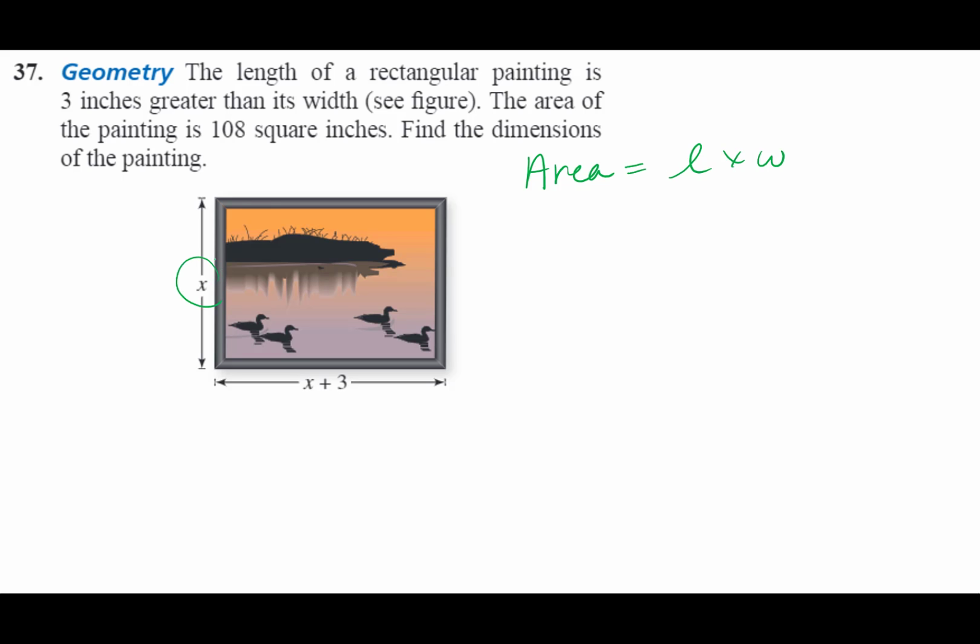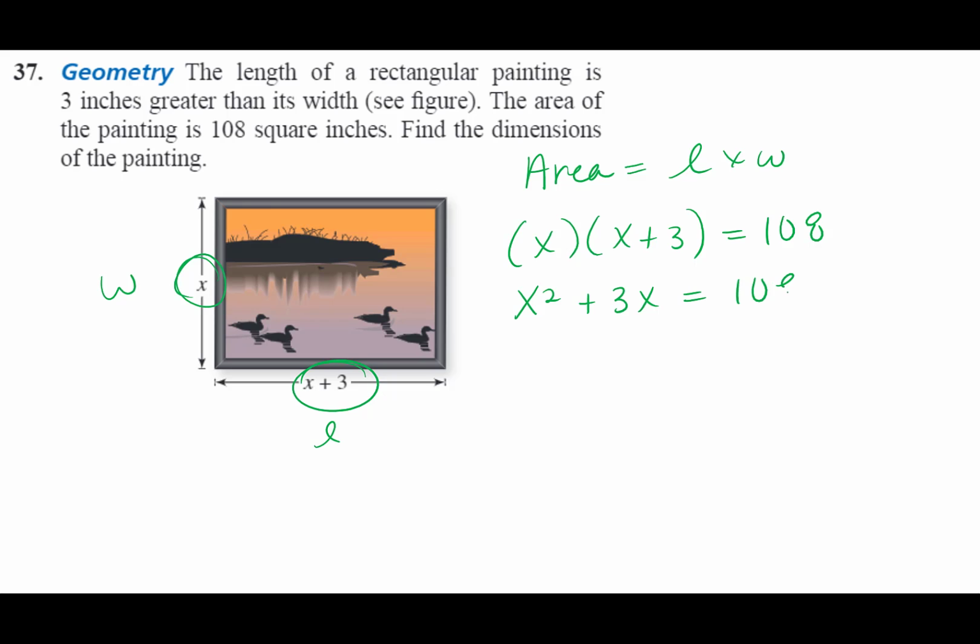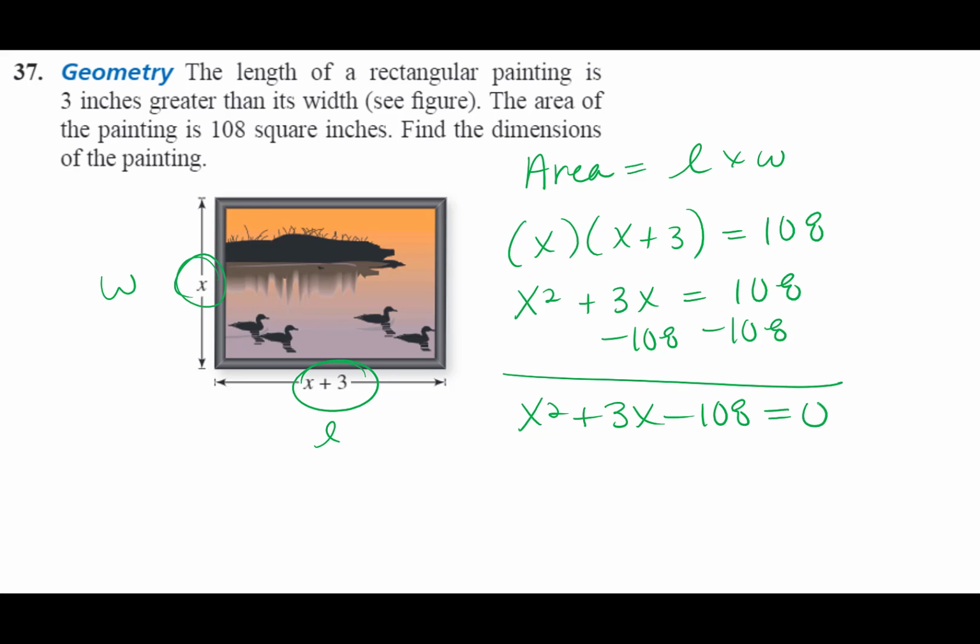has already given us the width and the length, and so we'll say x times x plus 3 equals 108. Let's go ahead and multiply this together using the distributive property. That would be x squared plus 3x equals 108. Because we are using the zero factor property, go ahead and subtract the 108 over to the left side. x squared plus 3x minus 108 equals 0.